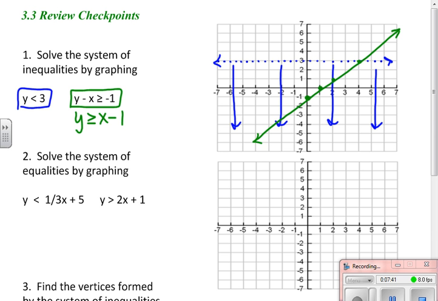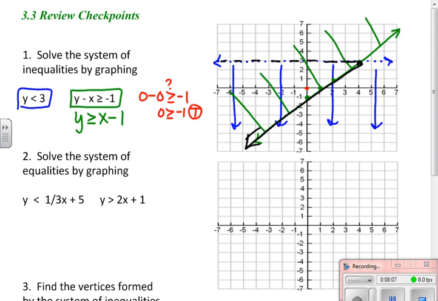So now I have to figure out where to shade. So I'm going to test with 0, 0. Is 0 minus 0, is that greater than or equal to -1? 0 is greater than -1. So I'm going to shade the side that includes 0, 0. And so the solution region that I darken and make clear is where they overlap. So that graph right there is my answer.